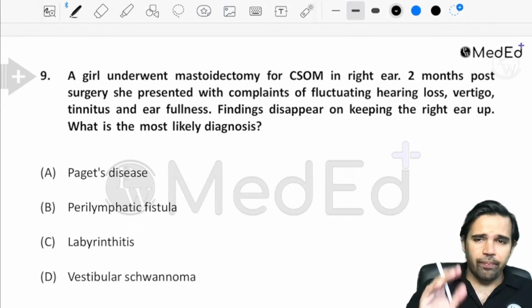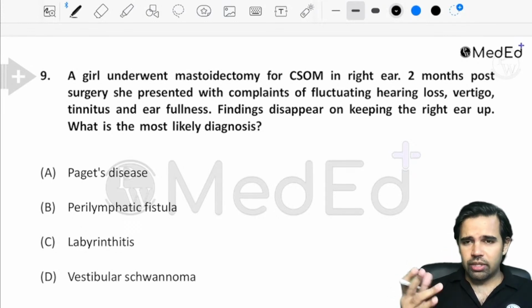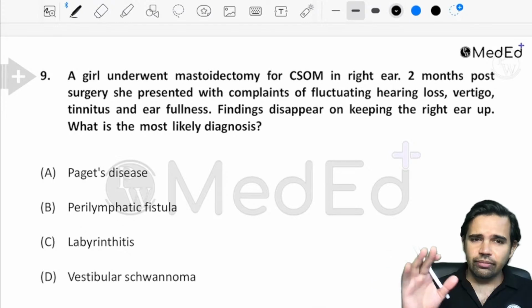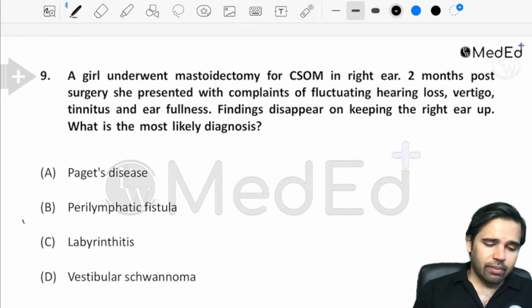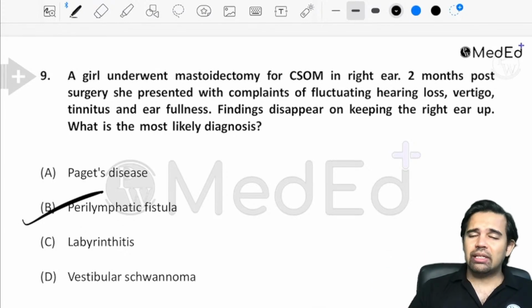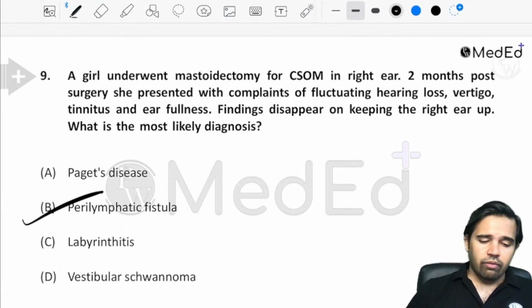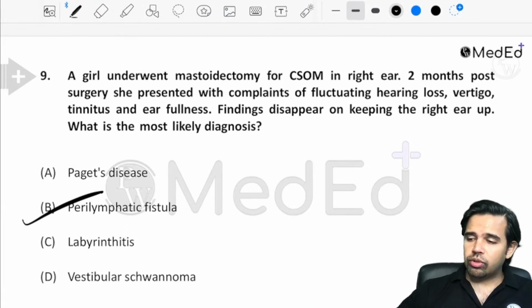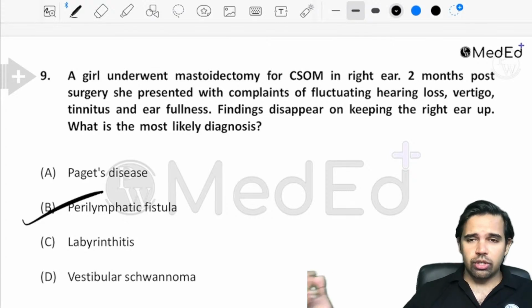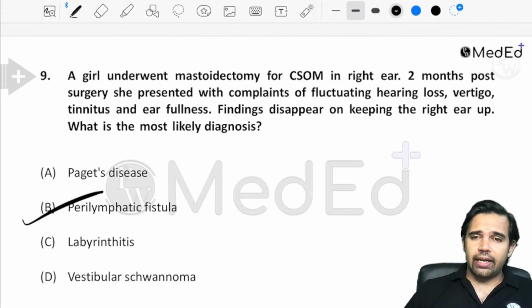Okay, so this is fairly straightforward. You can see the options are such that if you're looking at mastoidectomy's complications, then automatically the option that will come up over here will be perilymphatic fistula, and synechiae. These are common after surgery. Labyrinthitis is an inflammation, viral, could be bacterial. Vestibular schwannoma is a growth, a tumor, and that has got nothing to do with the surgery.